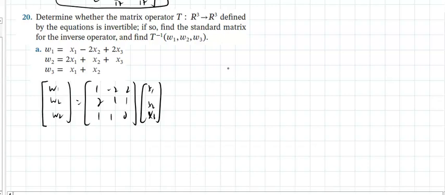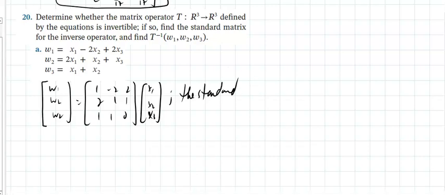Okay, so the standard matrix, that's the word I was looking for. The standard matrix is simply the one I just found. 1, negative 2, 2, 2, 1, 1, 1, 1, 0.